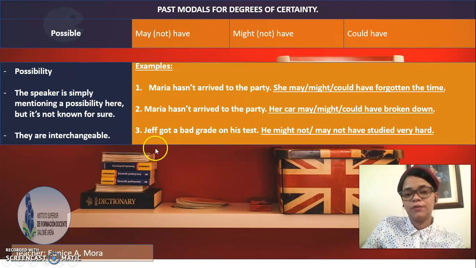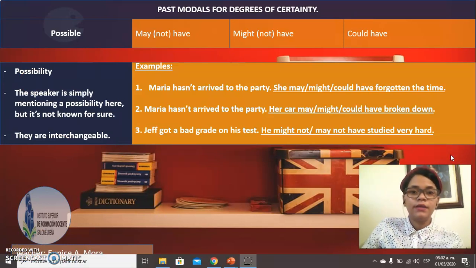Let's watch an example with the negative form. It says Jeff got a bad grade on his test. He might not or he may not have studied very hard. It's just inference. We don't have evidence. We are not sure, right? It's just mentioning a possibility.